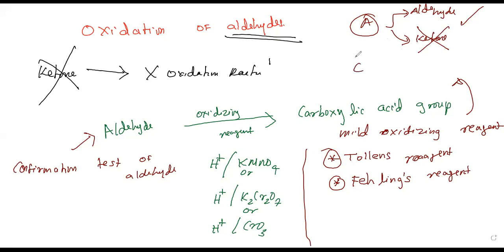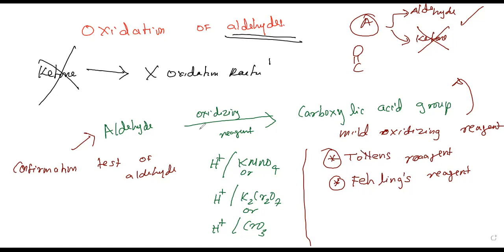Why? When you say the carbonyl group, both have the carbonyl group. So how would you determine whether it is an aldehyde or ketone? By using this oxidation reagent. You can use one of these oxidizing reagents or a mild oxidizing reagent. We will talk about these two reactions one by one with a clear explanation.